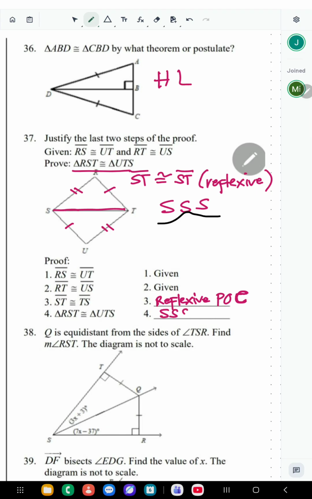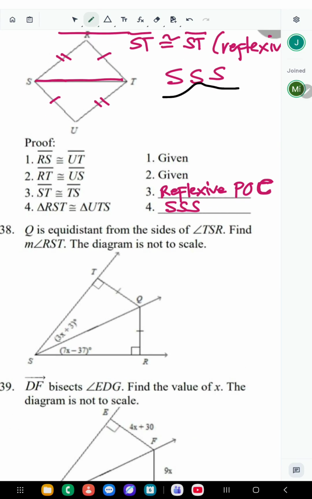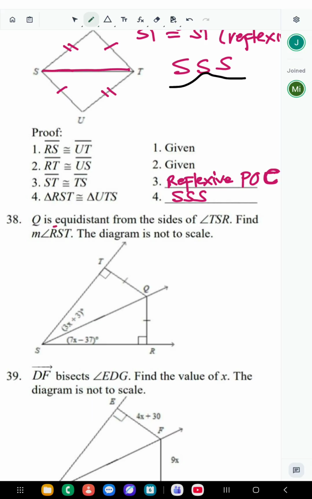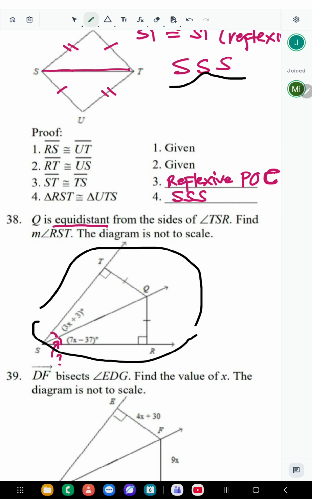Then SSS. Okay, 38. Q is equidistant from the sides of angle TSR. Okay, this is angle TSR. Find the measure of angle RST. This one. The diagram is not to scale.